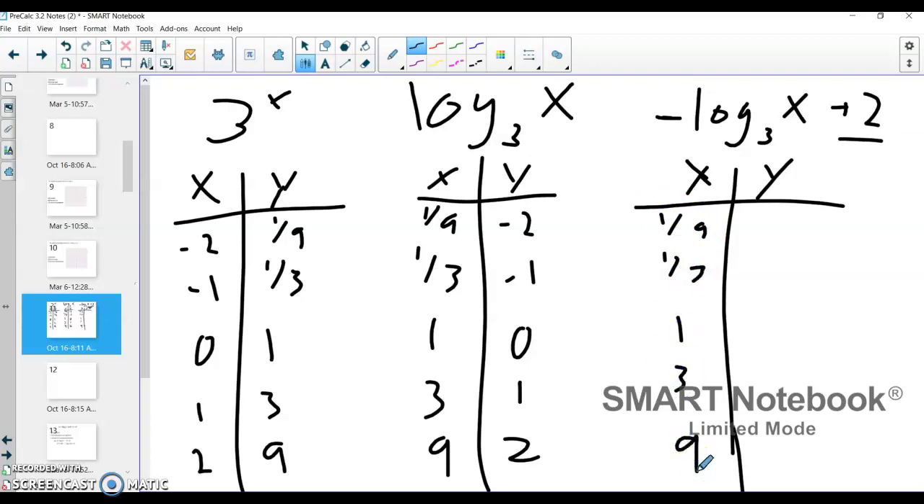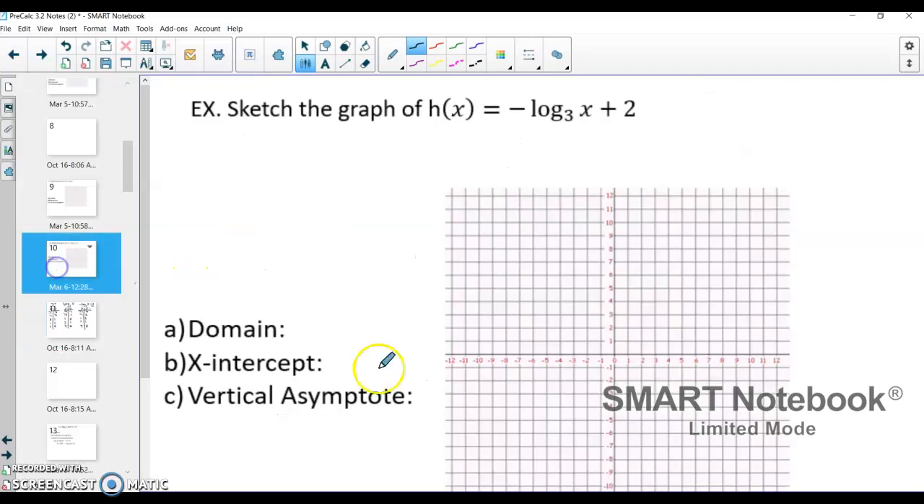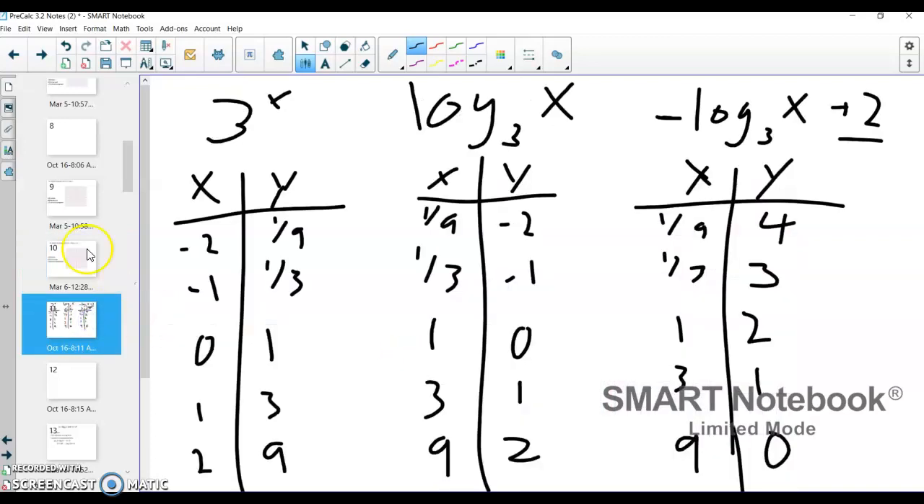And then, like I said, we have to multiply all our y's by -1 and then add 2. So -2 times -1 is +2. Add 2, that's 4. -1 times -1 is +1. Add 2, that's 3. 0 times -1 is still 0, plus 2 is 2. And the pattern continues, so you get 4, 3, 2, 1, 0. And then we graph what's in this table. So I go over 1/9 up 4, and then over 1/3 up 3.